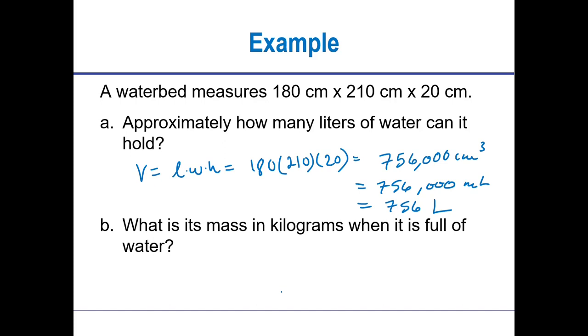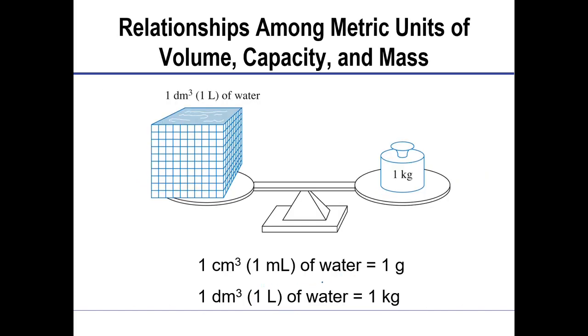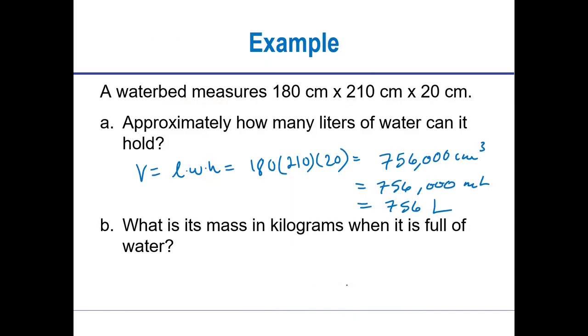B. What is the mass in kilograms when it is full of water? Recall, 1 liter of water weighs 1 kilogram. We can say 756 liters is equivalent to 756 kilograms.